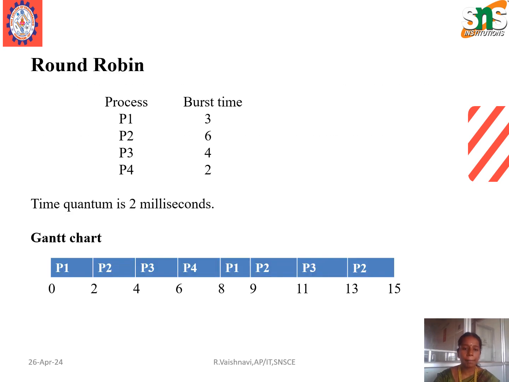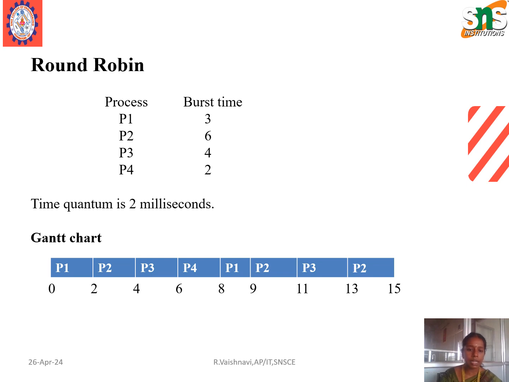We have an example for round robin. Here we have the process and the burst time. We have the processes from 1 to 4. For that we have the burst time, and the time quantum is 2 milliseconds. So for that we have to calculate: process 1's burst time is 3. So first, according to round robin, the time quantum we have to calculate.